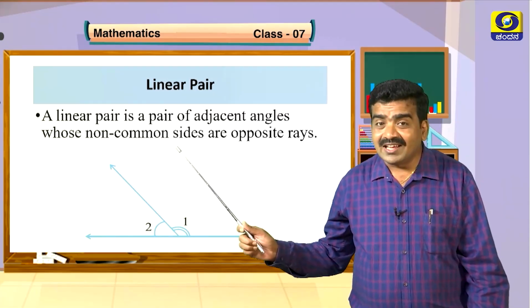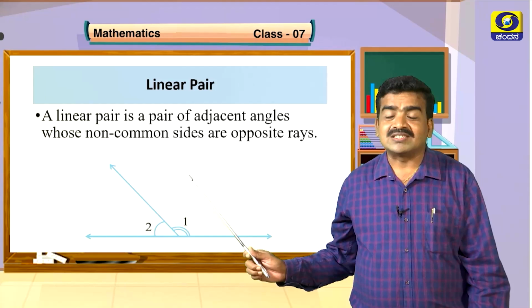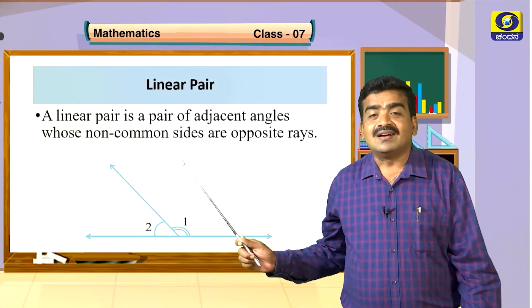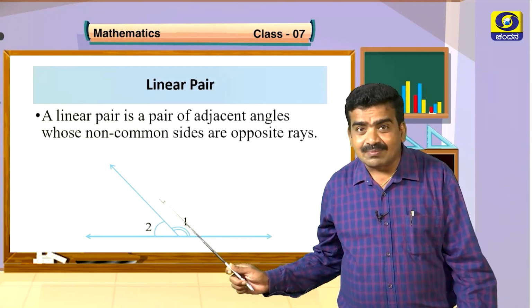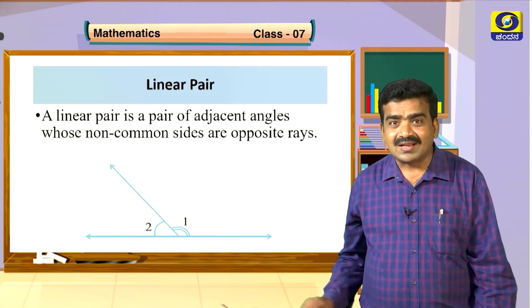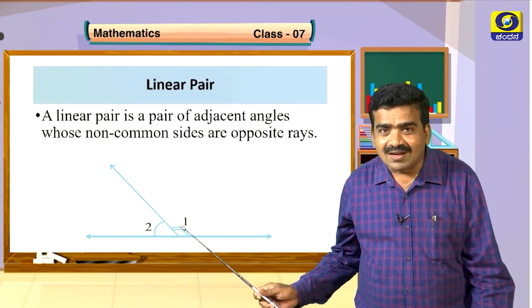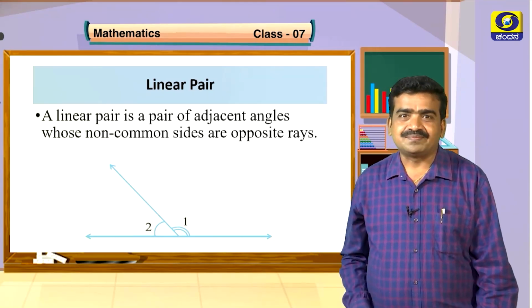And this linear pair is also an example for supplementary angles, and it is also an example for adjacent angles, because we can notice a common vertex and a common side.